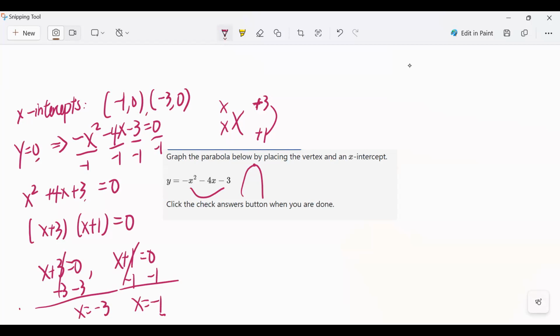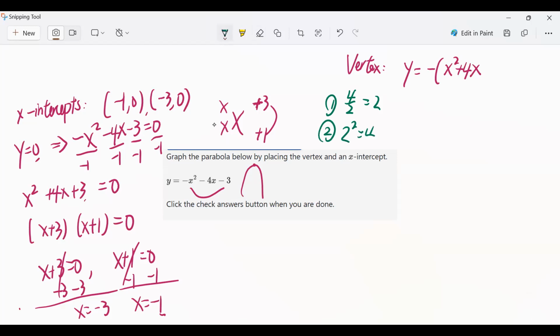Let's find the vertex, right? Skip the y-intercept. So for the vertex, completing the square, right? You need to factor out the -1, and then x squared plus 4x. Let's find that number right there. It will be 4 over 2, which is 2. And 2 squared gives us 4. So that means we're going to add 4, subtract 4, and carry over the -3.